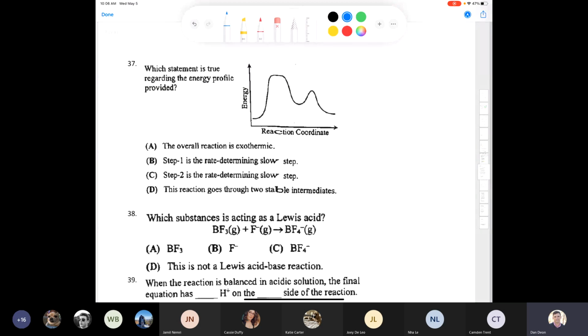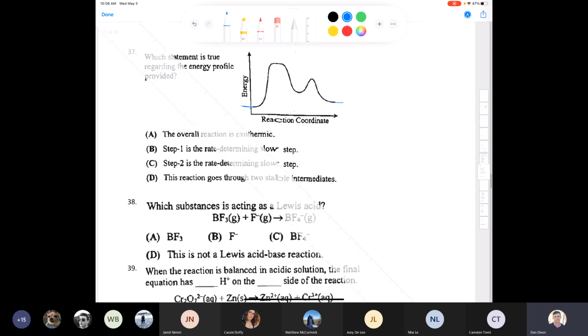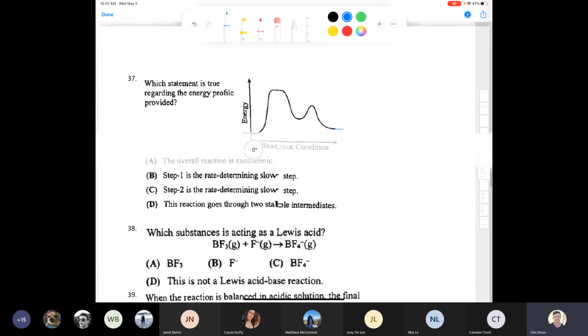Number 37. Which statement is true regarding the energy profile provided? The reaction is exothermic. Well, if we look at where we start and where we end, if you were to take a ruler and put it here like this, you can see that our final product is higher in energy than our starting material. And so this is an endothermic reaction.